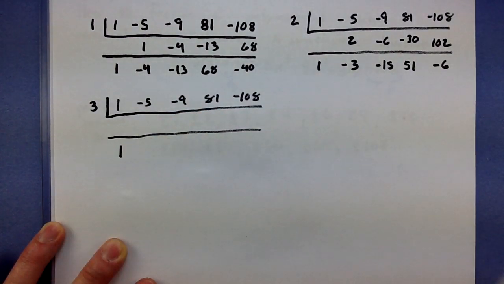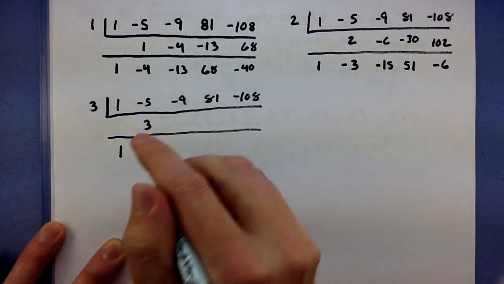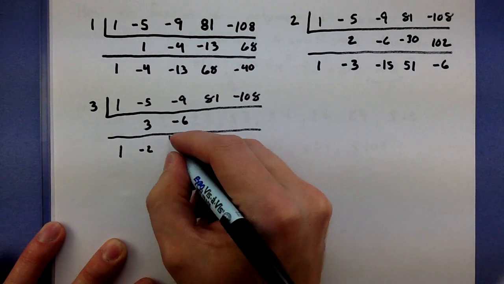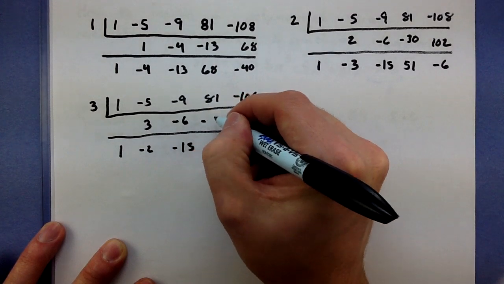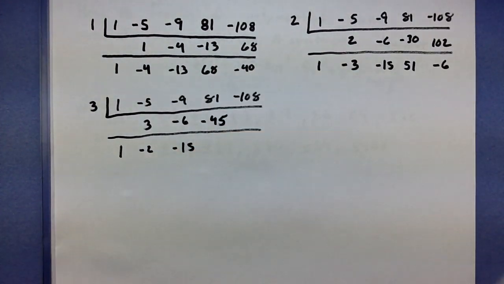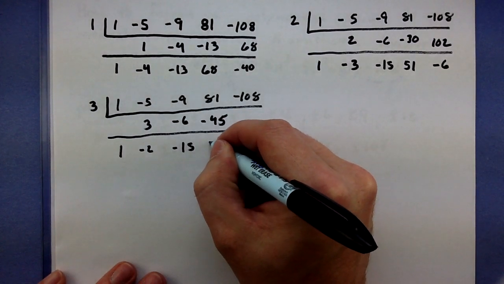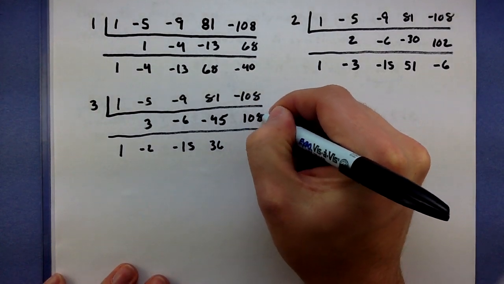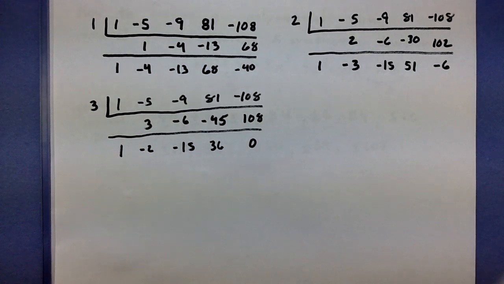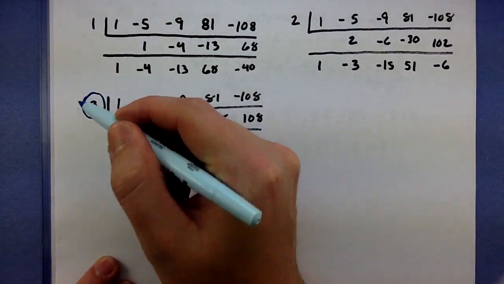Bring down the 1, multiply, add, multiply, add, multiply. Let's see, negative 45. There we go. Add these two together. Multiply. And add. Hey, what do you know? So it looks like 3 is definitely one of our zeros. So I want to go ahead and circle that guy and say, yep, we found one.